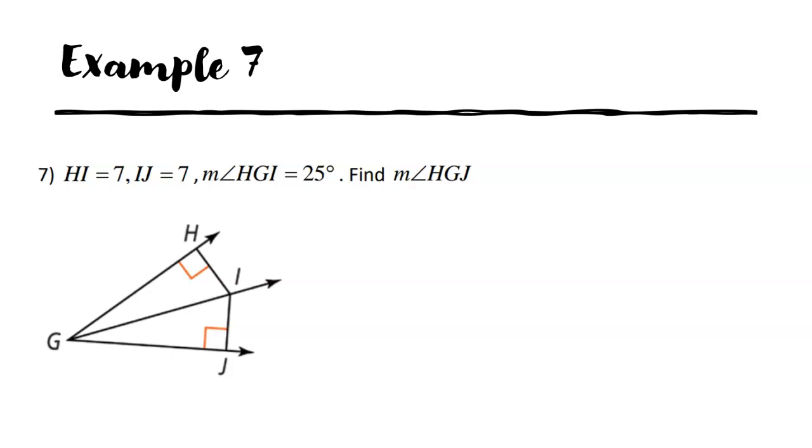So for 7, I know that HI is 7, and I know that IJ is also 7, which tells me that GI is the angle bisector. So I know that these two angles have to be congruent. I was told that HGI is 25, so that means that IGJ is also 25. And so the measure of angle HGJ would have to be 50.